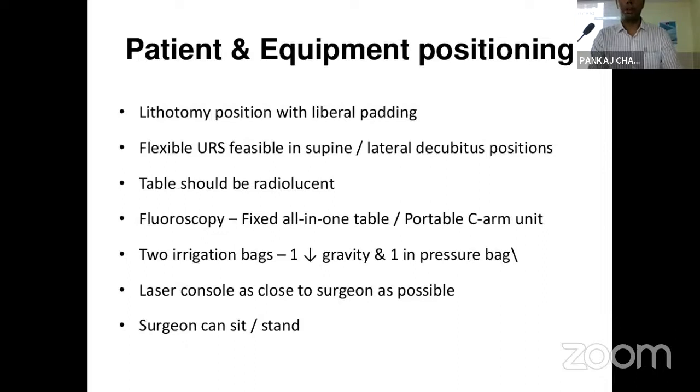Patient and equipment positioning. Lithotomy position with liberal padding, and flexible URSL is feasible in supine and also in lateral decubitus position. Tables should be radiolucent. Fluoroscopy is fixed in an all-in-one table or a portable C-arm unit. Two irrigation bags are used. First one is under gravity and the other one is a pressure bag. Laser console is kept as close to the surgeon as possible. Surgeon can sit or stand.